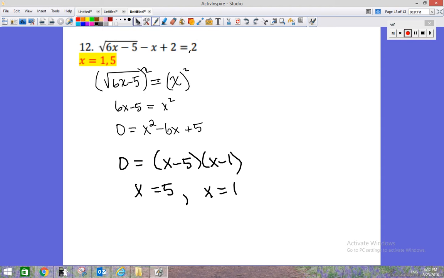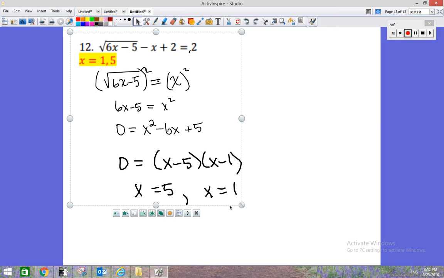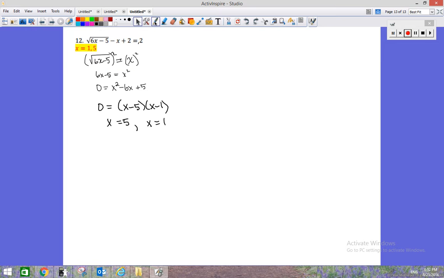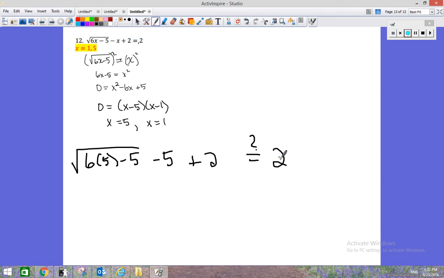So on the left hand side, I need to make this a little bit smaller. On the left hand side, we've got 6 times 5 minus x, which means minus 5, plus 2. And the question is, does this all simplify to 2? So here I've got 30 minus 5, which is 25. And the square root of 25 is 5, and 5 minus 5 is 0. So since these guys cancel and 2 equals 2, the 5 checks.